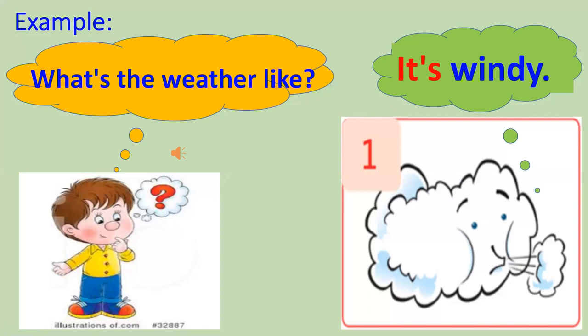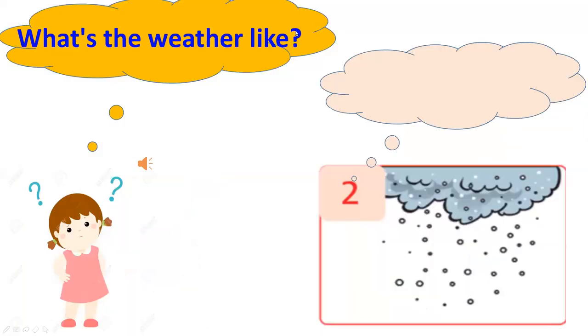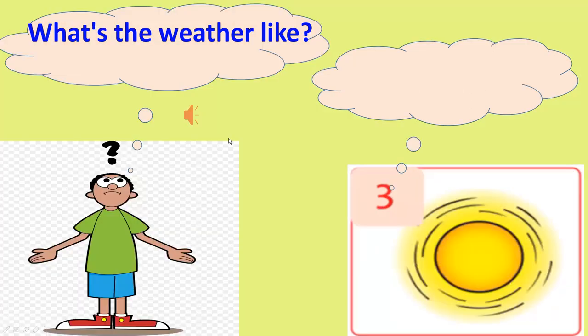Now, let's do number two. What's the weather like? Your answer is, it's snowing. Very good. Number three. What's the weather like? Well done. The correct answer is, it's sunny.